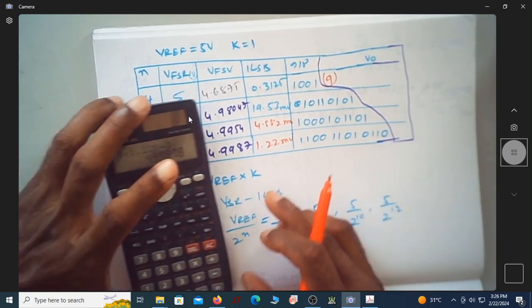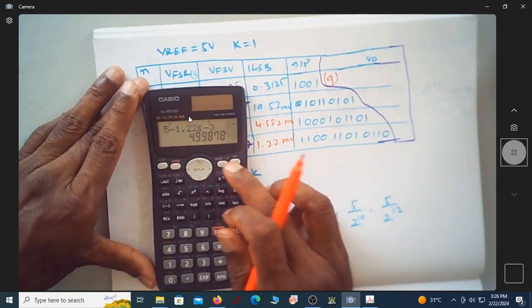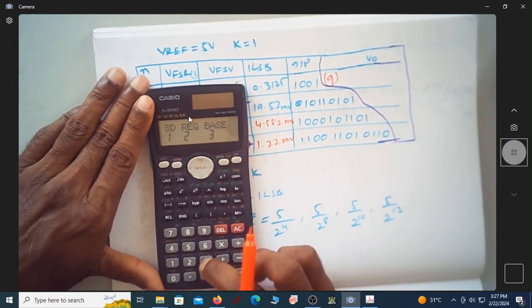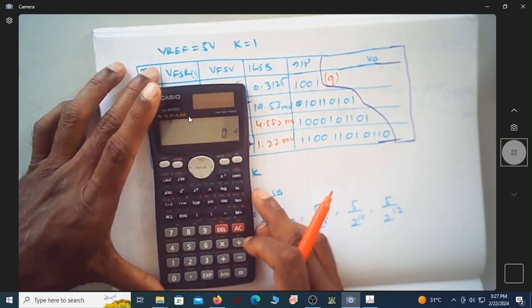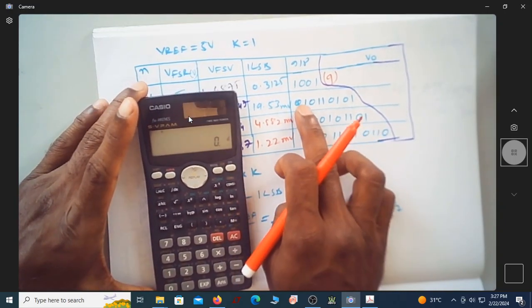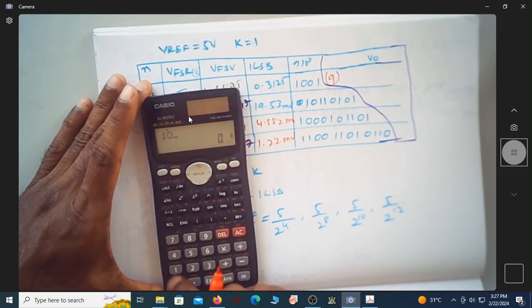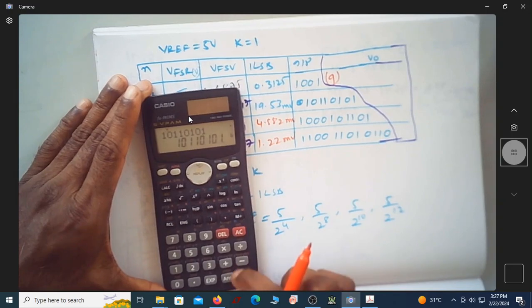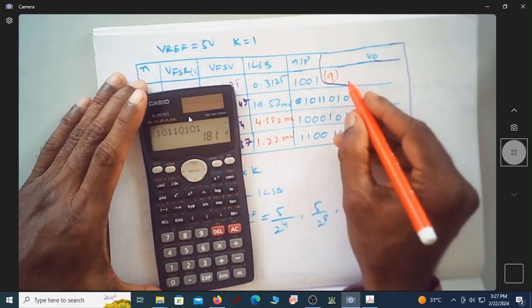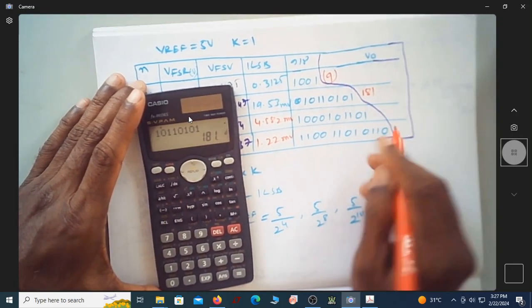Similarly, this I can straight away find here. I'll go to this mode. So this base is 3, and then this is a binary number. So let me type this binary, which is 10110101. Let me convert it into decimal. It's actually 181. So this is 181.